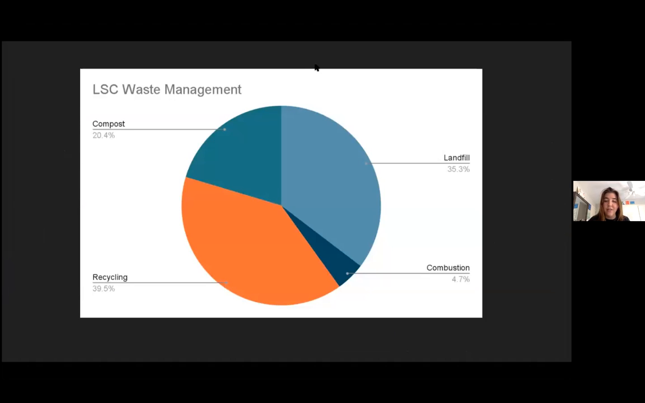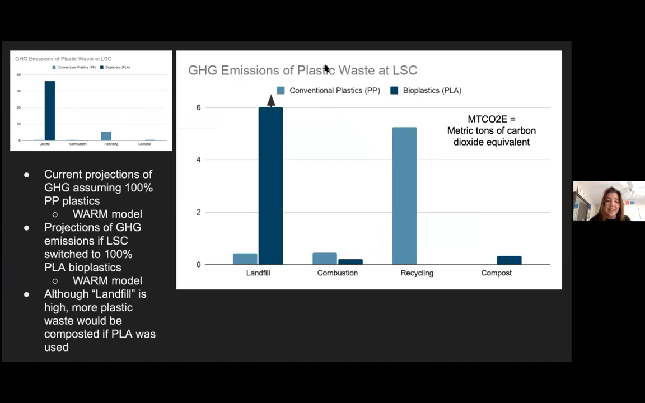This is a look at how our Lakeshore campus manages waste. This is data I compiled of the greenhouse gas emissions of Lakeshore campus's current rates, assuming that we use 100% PP plastics, and projections if we were to switch over to bioplastics, assuming we use 100% PLA bioplastics. Although the landfill rates for PLA plastics are extremely high, remember that if we were to switch over to bioplastics, combustion and compost would be more commonly used, and the greenhouse gas emissions could be reabsorbed by those bioplastic sources. To explore this further, I would look into a risk assessment of other outputs from each waste scenario, such as nanoparticles or microplastics.